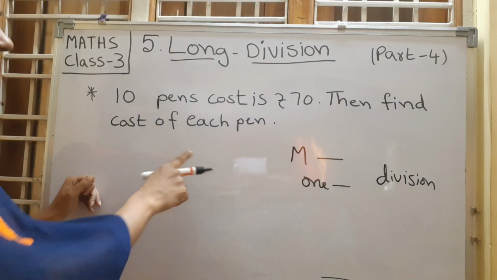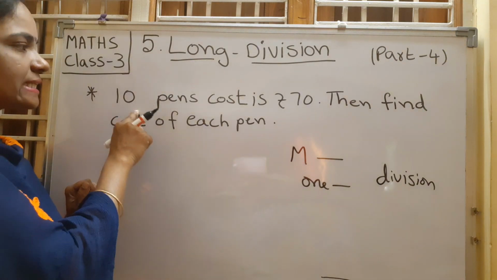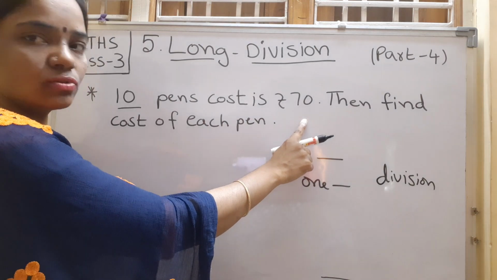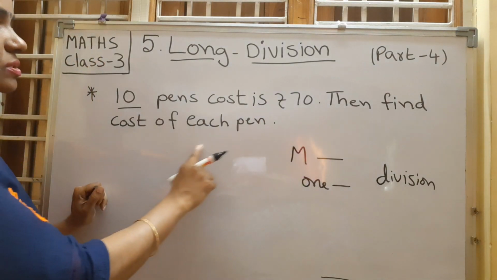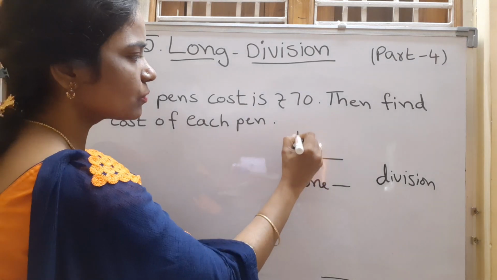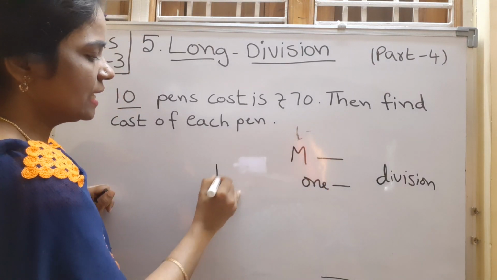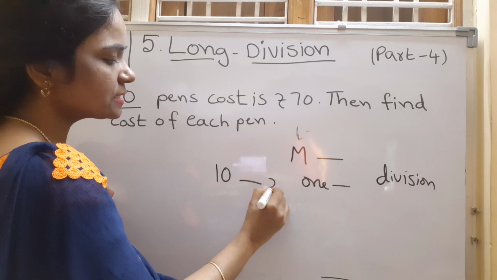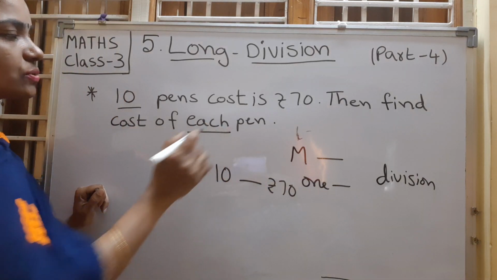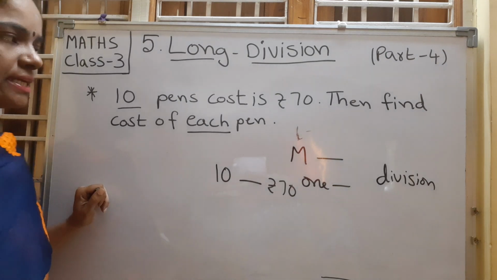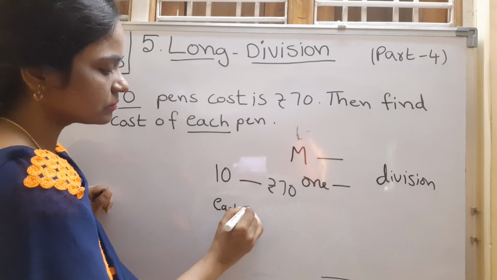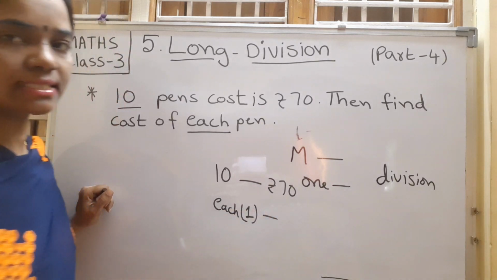For example, in this problem, the cost of 10 pens is given. 10 pens cost 70 rupees. Then find the cost of each pen. So what is the cost of 10 pens? 10 means more. 10 pens cost is 70 rupees. They are asking you to find the cost of each pen. Each means 1. They are asking you the cost of 1 pen.